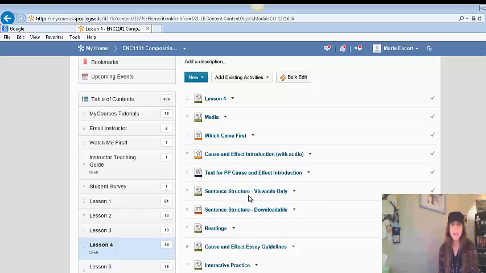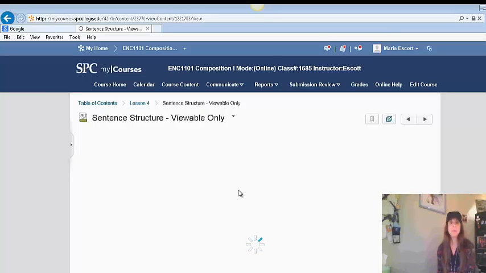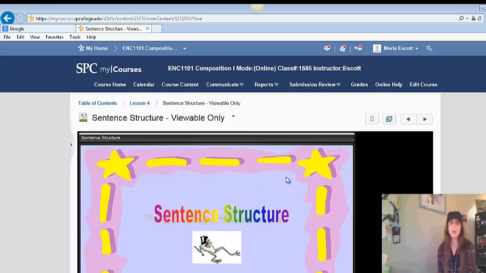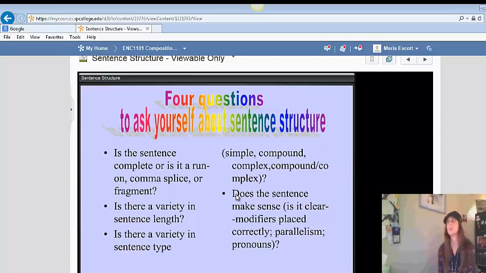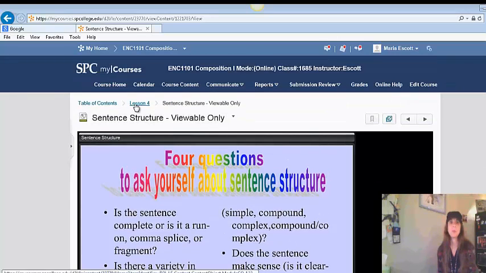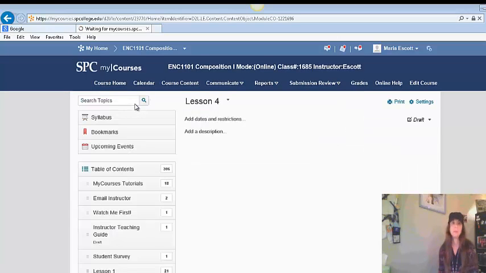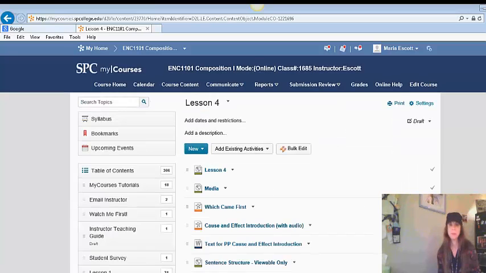Okay. Again, when you see viewable and downloadable, they're exactly the same, so you can click on either one and watch either one. It doesn't matter. It's irrelevant. Same information. It's coming. There you go. I would click through all of this very important information. Go through all of the slides. Okay? You're going to need to pay attention to that and make sure you understand it. Okay? Go back to lesson 4. All right. Scrolling down.